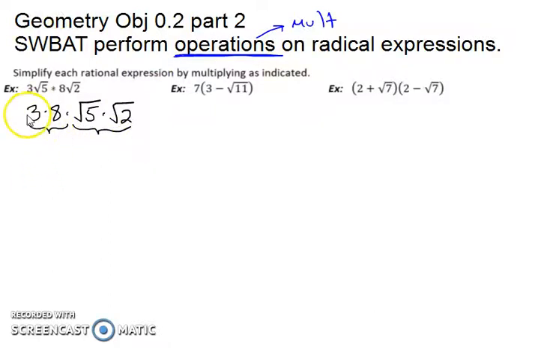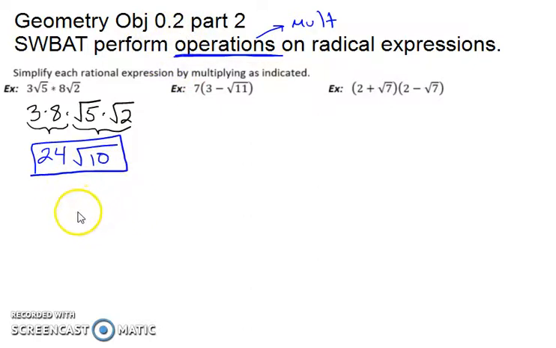So our final answer here, 3 times 8 is 24. And then root 5 times root 2 is root 10. So that's the answer, 24 square root of 10. Root 10 doesn't break down any farther like we did in objective 0.1, but if it did, we would then break that down. Just like last time, if you feel you do not need to do this middle step because you can just look at it and figure out what the answer is, that is okay.